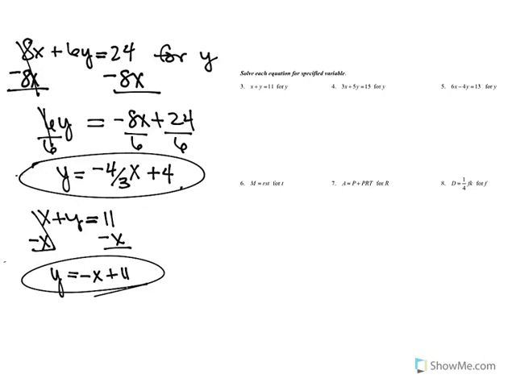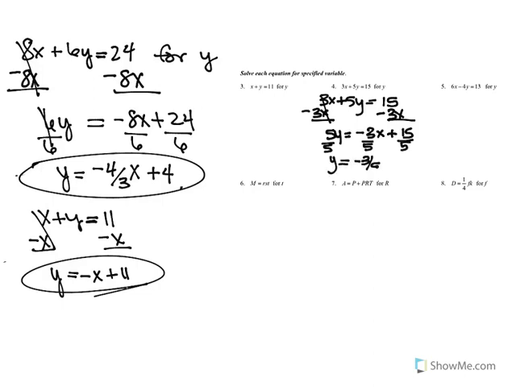All right, next we have 3x plus 5y. Hold on. Let's do it up here. 3x plus 5y equals 15, and we're solving for y. So what's moving first? The 3x would move first, right? So negative 3x crosses the equal sign. So we have 5y equals negative 3x plus 15. Now what? Divide everything by 5. y equals negative 3/5 x plus 3. And that's it.